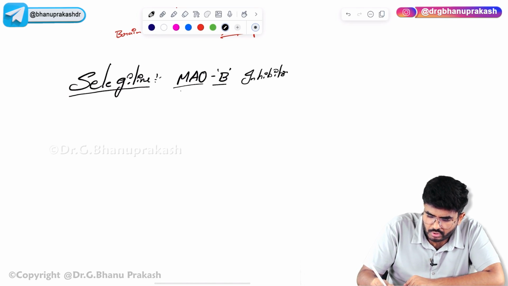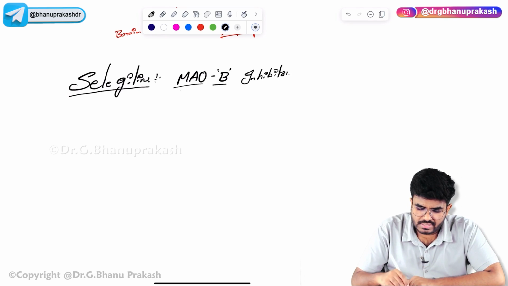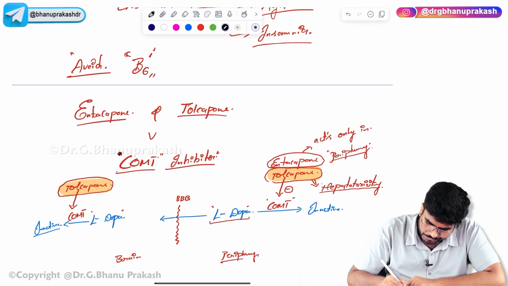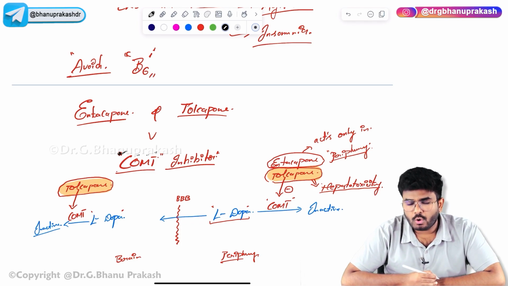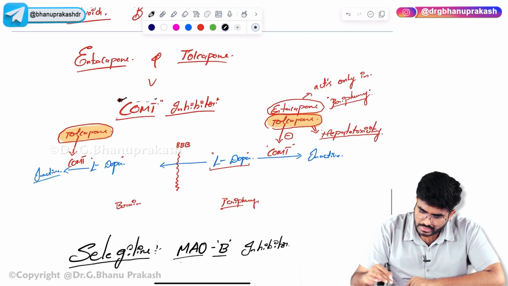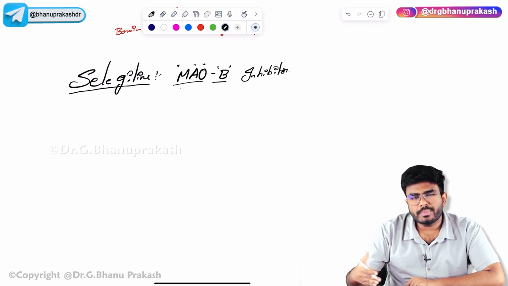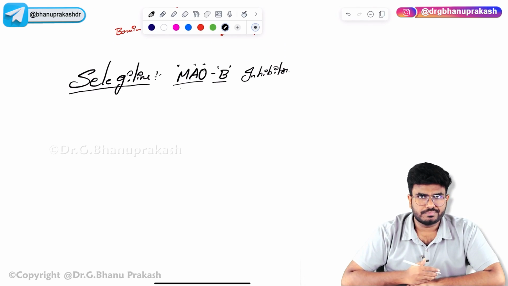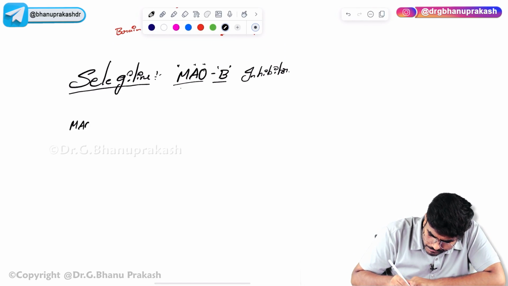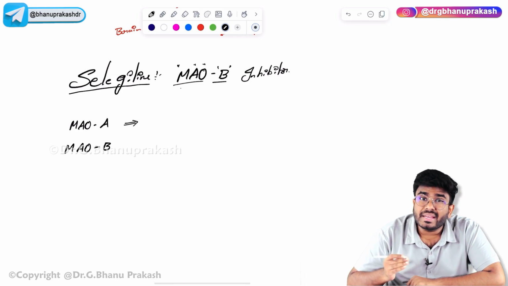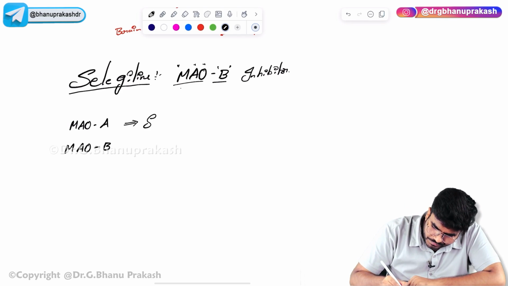Now I want to ask you, what exactly is MAO? See, COMT here stands for catechol O-methyl transferase. Now here MAO stands for monoamine oxidases. It's going to break down the dopamine. There are two types of MAO, MAO A and MAO B. MAO A is going to mainly break down the serotonin.